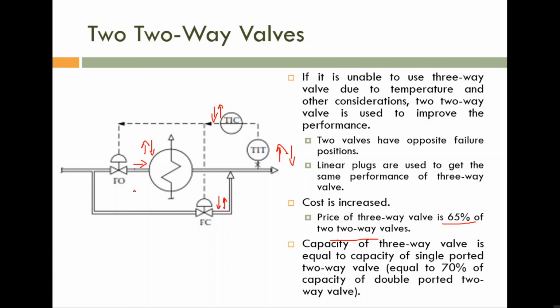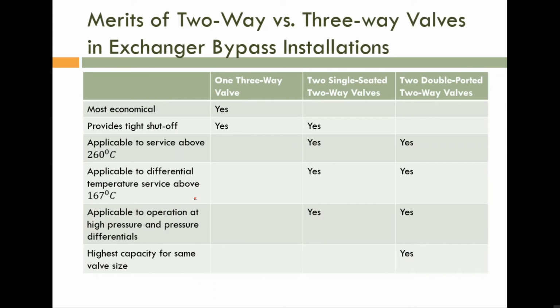And one more thing: if you are using a three-way valve, we are using it with linear ports, double linear. So if you are replacing a three-way valve with two-way valves, then these two-way valves must have linear ports. That is very important. So this is a comparison of the three-way valve and two-way valves. If you are using one three-way valve, this is economical, meaning the cost of the three-way valve is less than the cost of two-way valves. So this is economical, and it is providing tight shutoff.